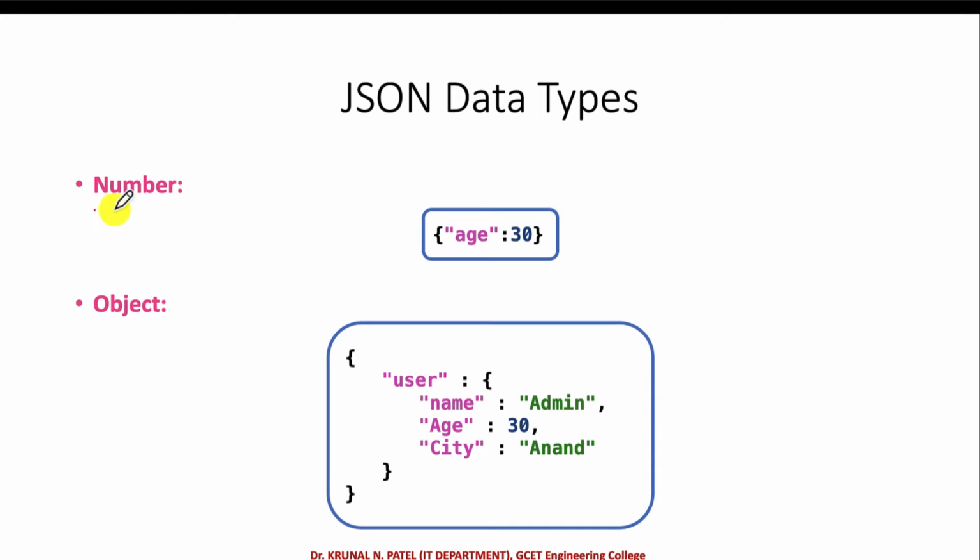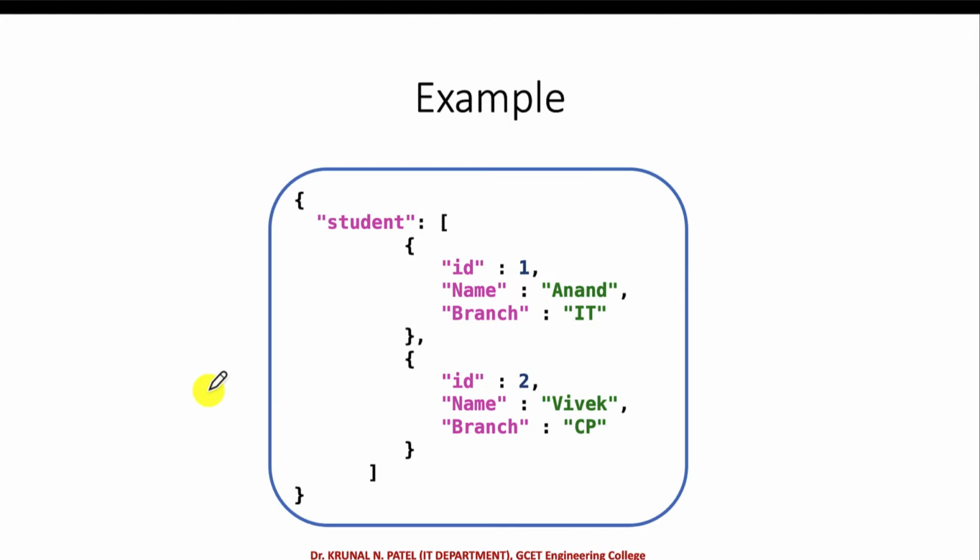Next is a number. Suppose I want to define an age, so age equal to 30. Similarly, an object. Objects are defined within curly brackets. You can define more than one object also, right? Here I have defined only one object. Again, it's a user, and it has name, age, and city properties, right? So these are the data types supported by JSON, and these are the ways you can create them, right?